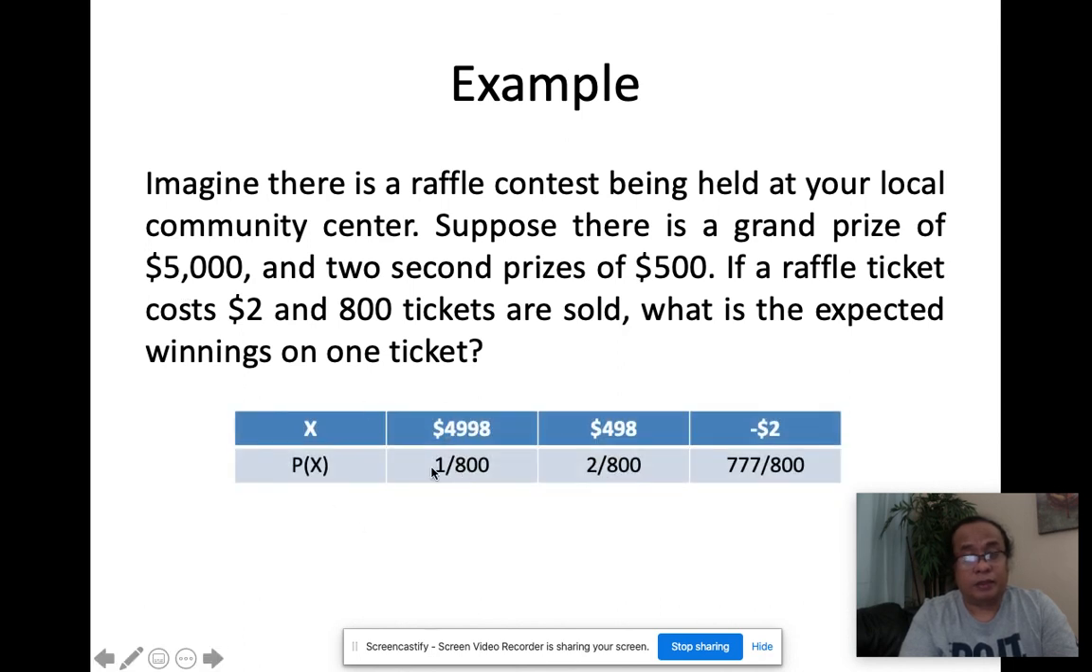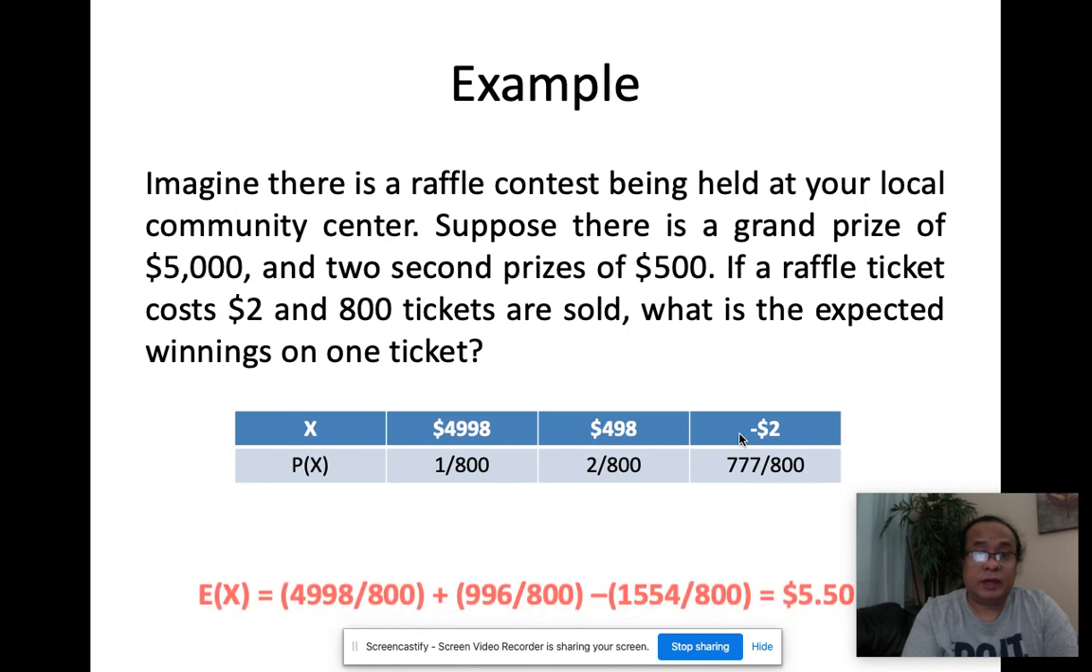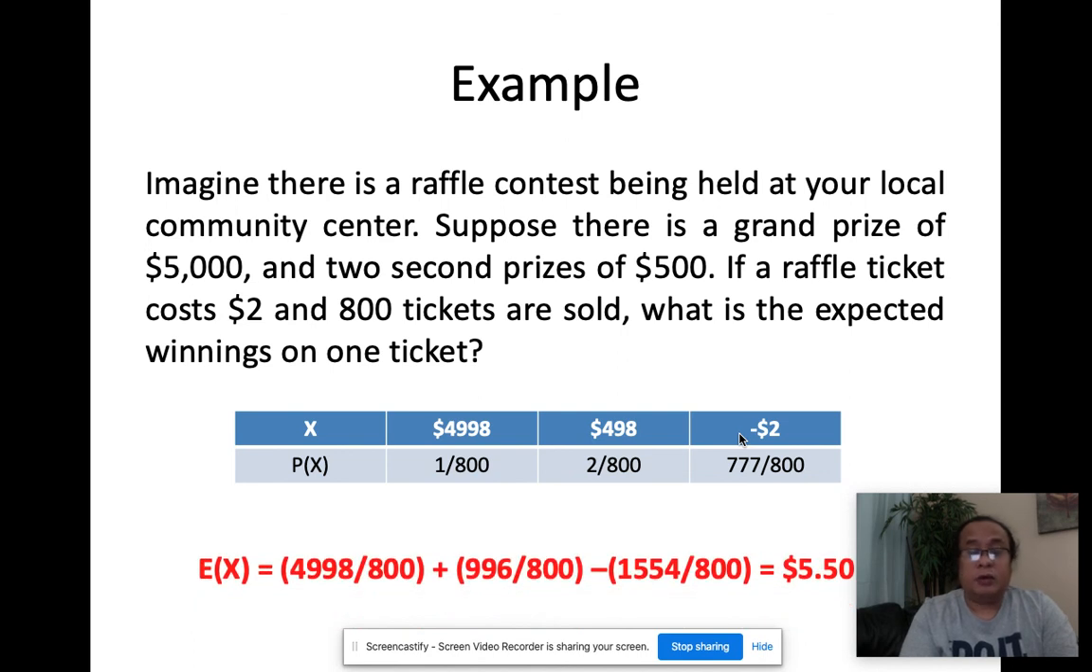And the probability of it is 1 out of what? 800. Now, the second prize of 500 is not actually 500 that you're going to win, which is actually 498. And there are two second prizes, so the probability is 2 out of 800. And then if you lose, you lose only what? $2. And the probability of that is 777 out of 800. So if I compute again E of x, I get now $5.50. Though in here you're gonna win, but this is just a raffle that can only be done one time.